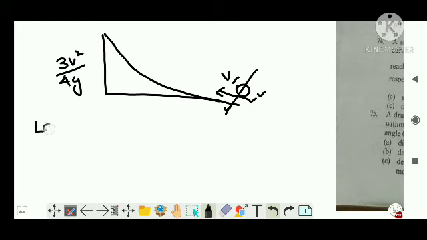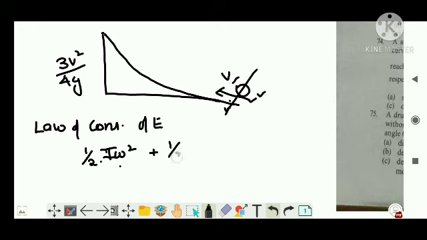So we are supposed to use the law of conservation of energy. Here the entire energy will be potential energy, but since the object is rolling up, it is having both translational kinetic energy and rotational kinetic energy. So rotational kinetic energy is half I omega squared, plus half mv squared, which is translational, is equal to mgh. And what is h? It is 3v squared by 4g.